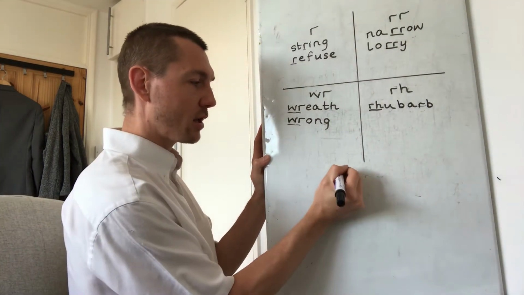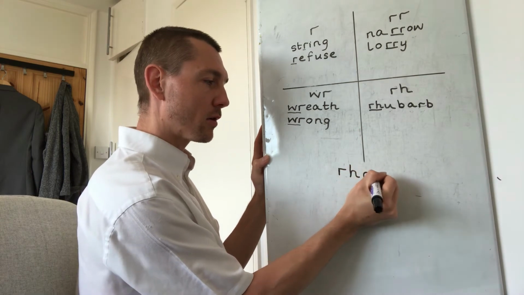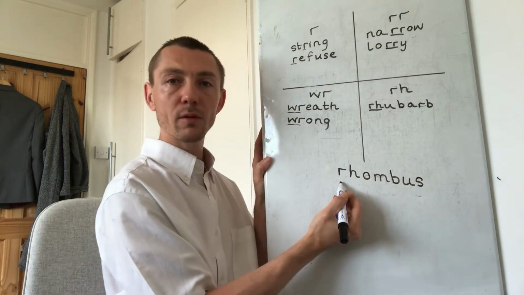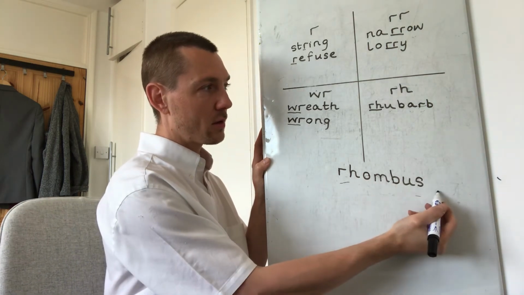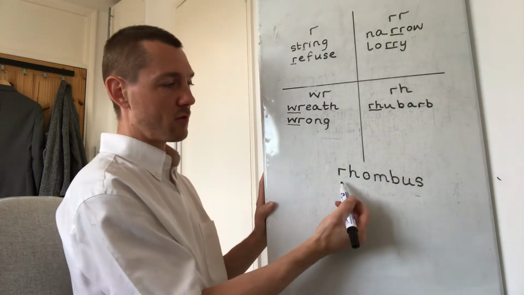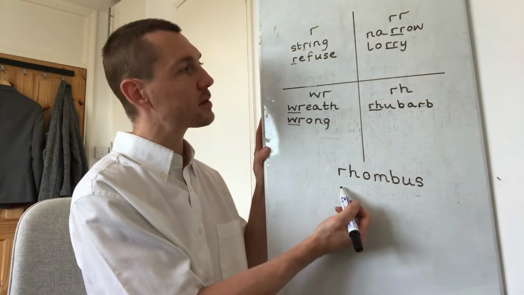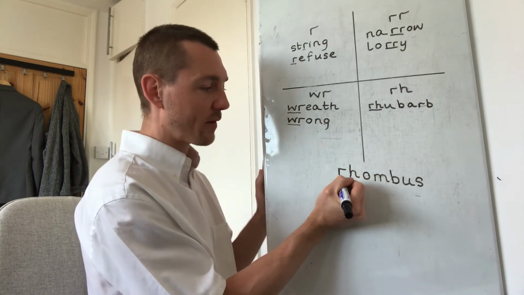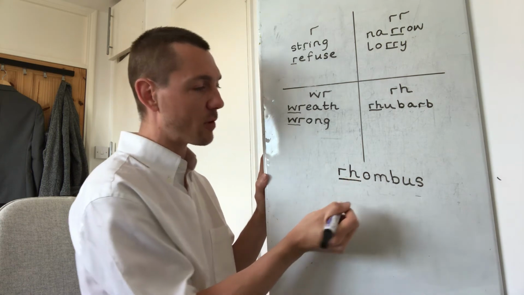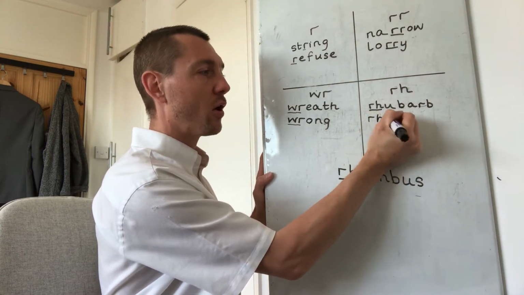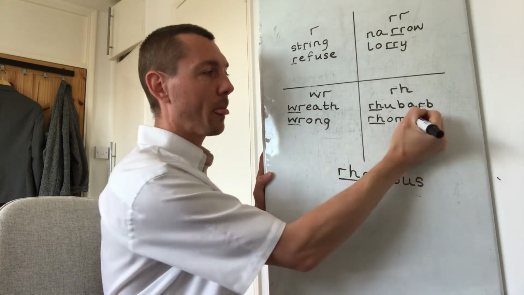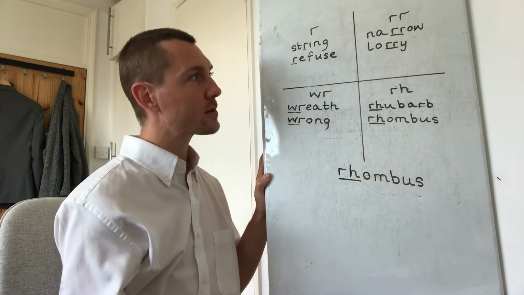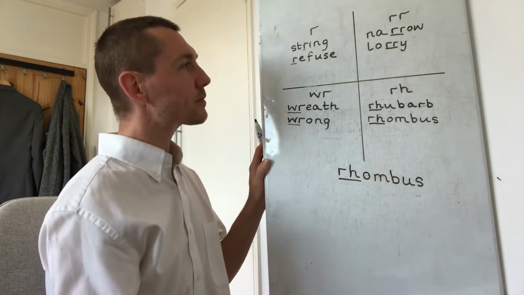And the last one for today. 2 syllables again. Rhombus. Good. Rhombus. And again, we have the RH spelling of R in rhombus. And we say R, R, rum, b, spus, rhombus. Okay, same again.